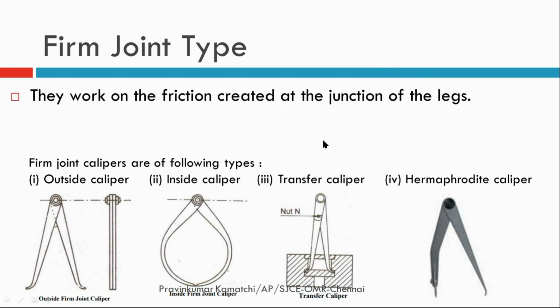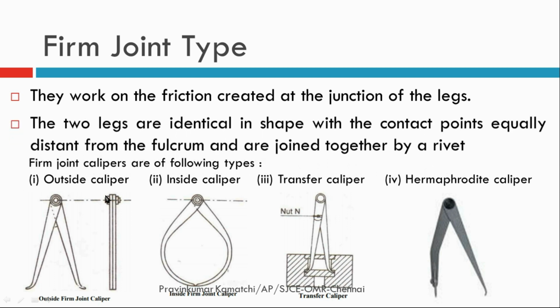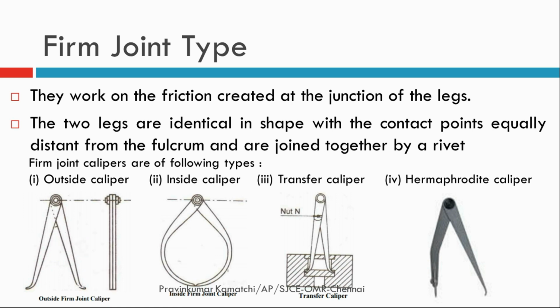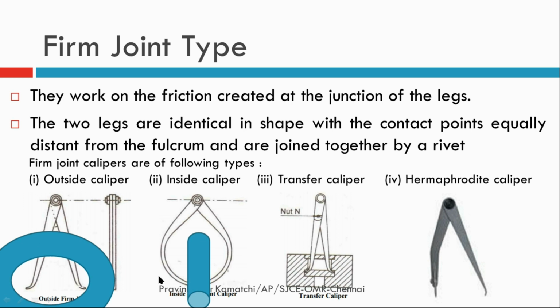Basically, they work on the friction created at the junction of the legs. The two legs are identical in shape with the contact points equally distant from the fulcrum, and they are joined together by a rivet. These are the types of firm joint calipers: outside caliper, inside caliper, transfer caliper, and hermaphrodite caliper. Outside caliper is used to check the external diameter of a shaft, and inside caliper is used to check the inner diameter or hole diameter.